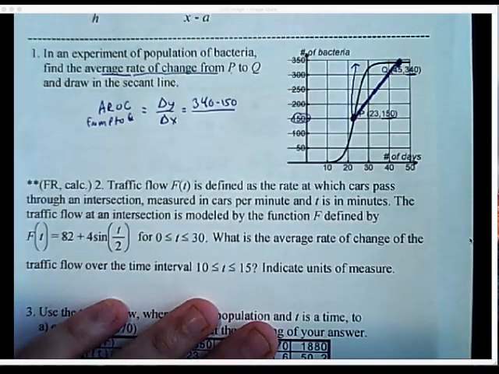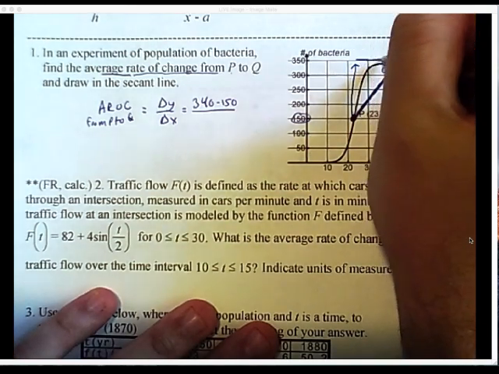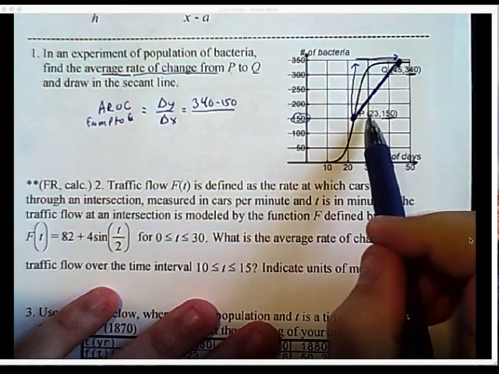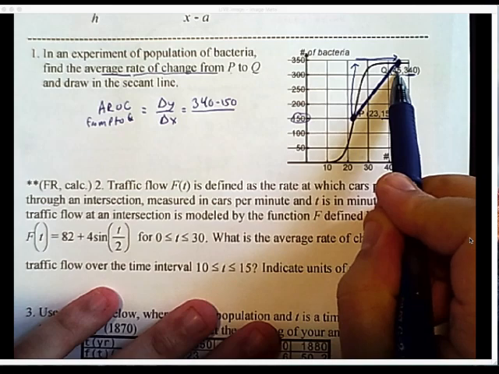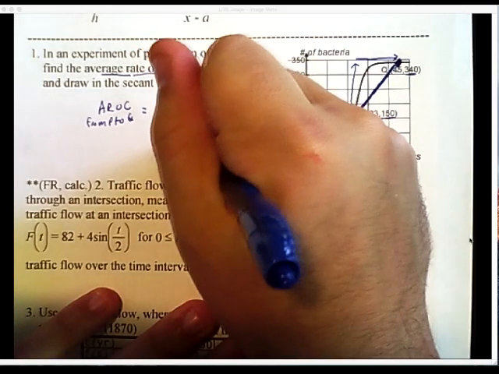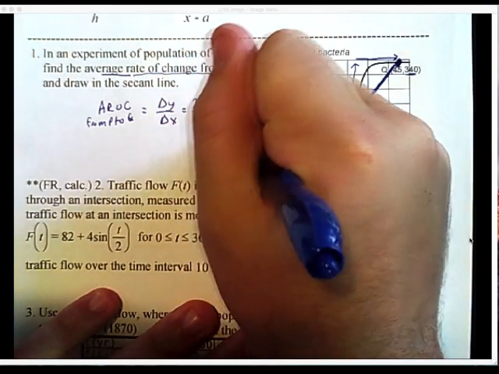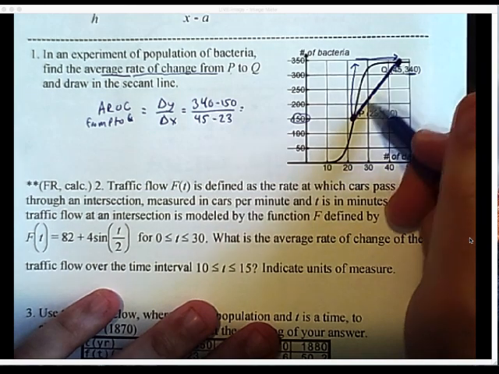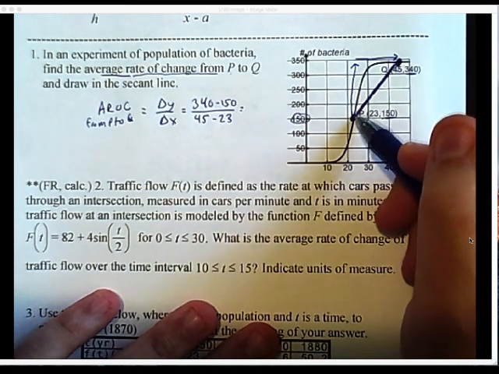And what's your change in x? How much are you running? Well, you're going from 23 to 45. So a quick way to find that is just 45 minus 23. You can see here that this secant line has a positive slope, so my answer better be positive.